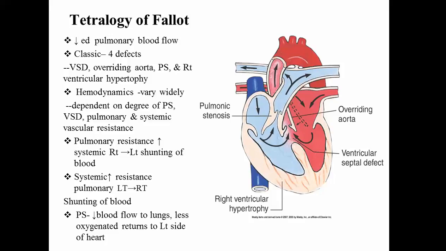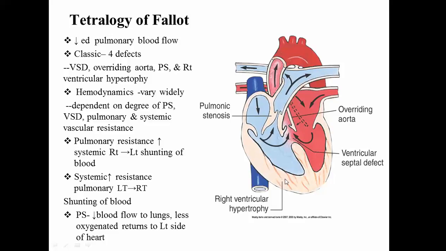And in the classic form, there are 4 defects. It has a ventricular septal defect, which is right here, a pulmonic stenosis, and then the aorta should be right here, but it's an overriding aorta. It gets pushed over. And there is right ventricular hypertrophy right here. So the right ventricle is working hard, so it becomes hypertrophied.